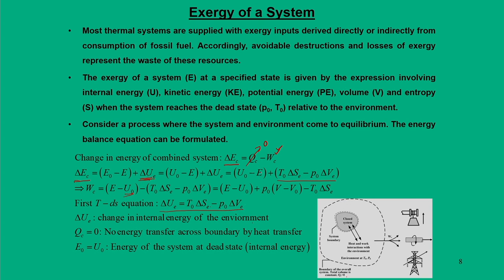Now, after getting this expression of delta E_C, if I say this is equation 1 and this is equation 2, then when I put equation 2 in 1, I will get W_C as this expression. That means W_C is equal to E minus E_0 plus P_0 into V minus V_0 minus T_0 into delta S_C. Okay, so the work potential or exergy of the system we can represent in this form.